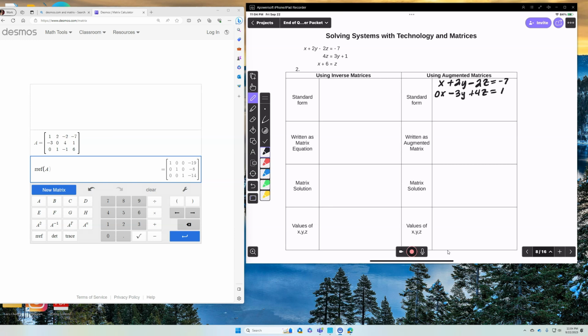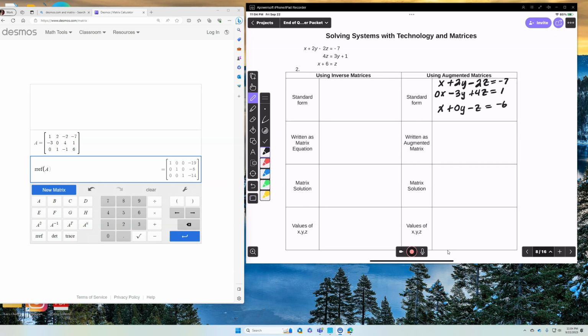Now, the last one, we have an X. We don't have Y, so we're going to say plus 0Y. Z is on the left, so it's going to be minus Z. And of course, a constant, which is the number 6, it's going to go to the right, so it's -6.